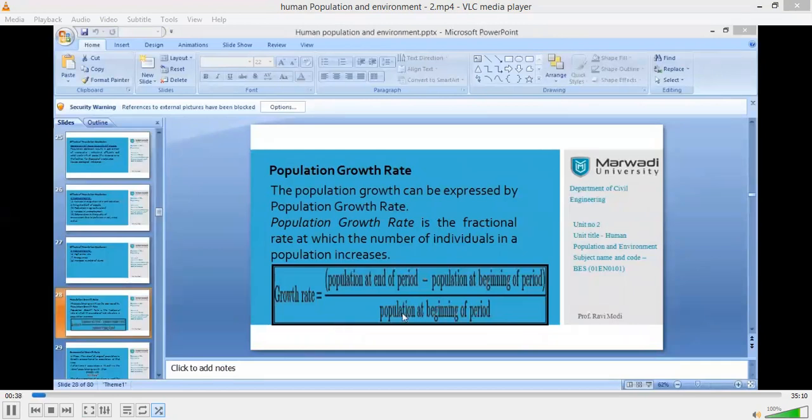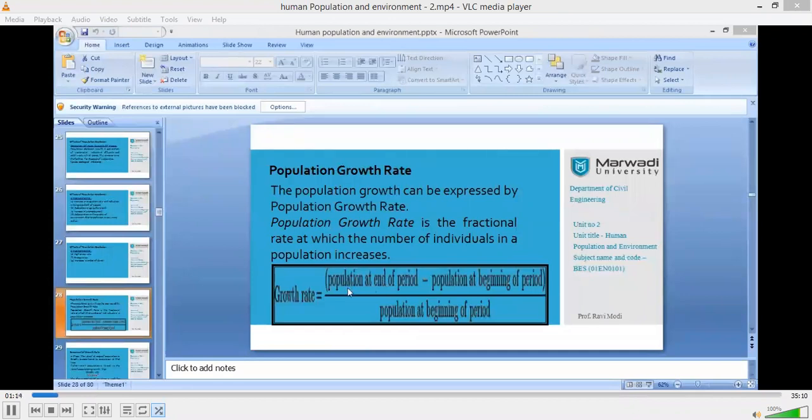So let us consider this with the help of one example. Suppose the end of the period means, let's say we have counted the population of Rajkot city in 2021, that is the current year, and it is coming out to be 12 lakh people. This is just an example. Minus the population at the beginning of the period. Now we need to decide how much period we need to observe. Generally the census is counted every 10 years. So suppose in 2011 there was a last calculation, and at that time the population was around 9 lakh people.